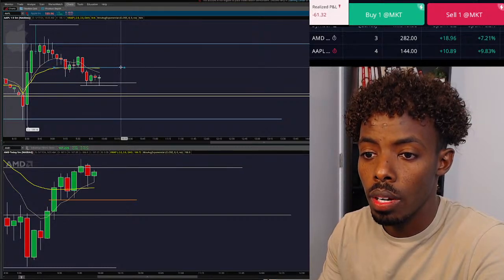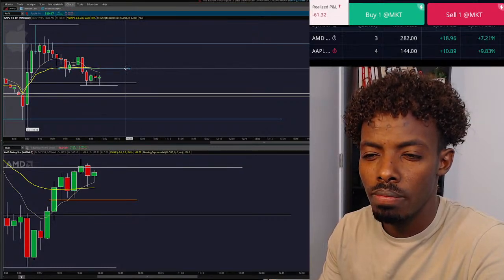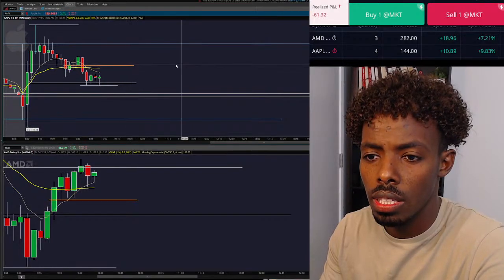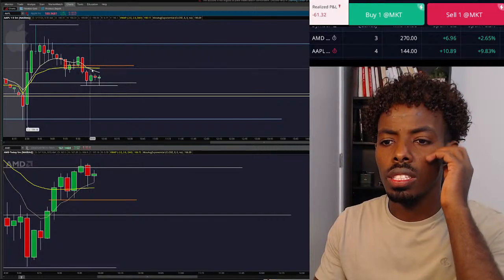Not there anymore, right? So here's the VWAP. I want to do right here, but that's just too tight to the 8 EMA. So I want to do at least right here, tight to the VWAP. This is fine.